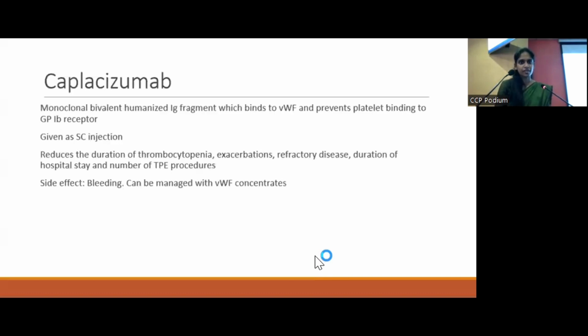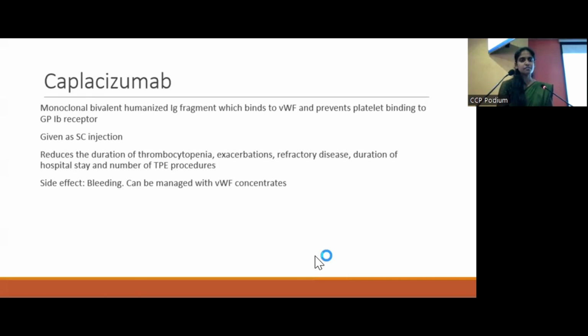Few words about caplacizumab. It's a monoclonal immunoglobulin fragment which binds to the von Willebrand factor and prevents platelet binding to the glycoprotein 1b receptor. It is initially given as an IV bolus and then as a subcutaneous injection daily for a median time of around 30 days, even after the therapeutic plasma exchange course is completed. It reduces the duration of thrombocytopenia, exacerbations, refractory disease, duration of hospital stay, and also the number of plasma exchange procedures.